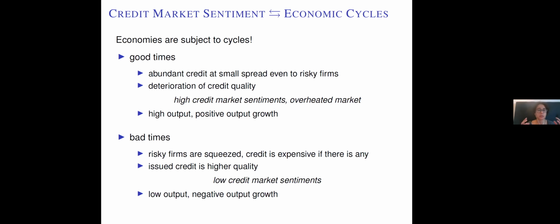Then this bulk of time is followed by bad times in which risky firms are squeezed and credit is expensive if there is any, and even good firms are affected. On the other hand, issued credit is of higher quality usually. And this we're going to call low credit market sentiments. Moreover, during this time, usually the output is low and the output growth is negative.